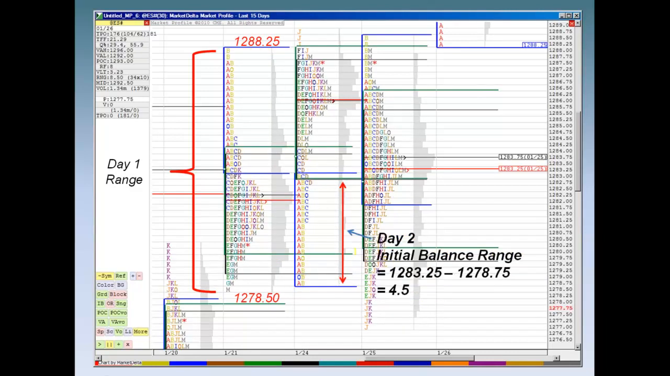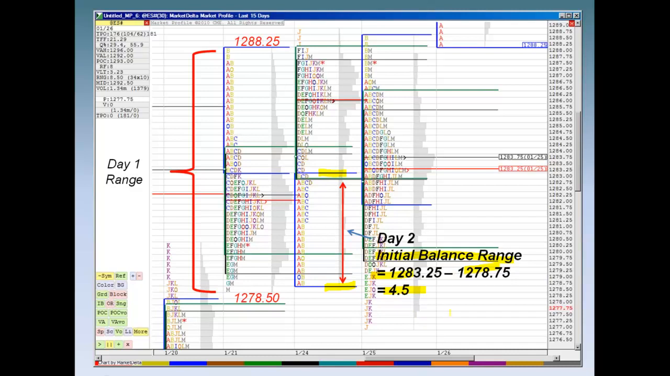All right, now let's take a look at the initial balance range for day 2. Initial balance is typically period A and period B, so that's the first hour of trading. How much of a movement did we see in that range? 4.5. The way that I got that, this was the high, and this is the low. These are the two numbers that I have here. I subtracted them, and it gives me 4.5.